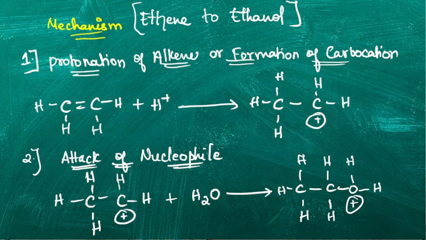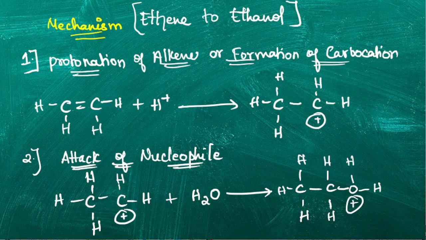So protonation of alkene, or formation of carbocation: first we took the alkene, that is ethene. You are just protonating it, in the sense of adding H plus, so that the formation of carbocation takes place. Then the attack of the nucleophile. The nucleophile is water. When the nucleophile attacks, what happens? OH2 will be formed, that is going to attach to this compound, forming the cation.